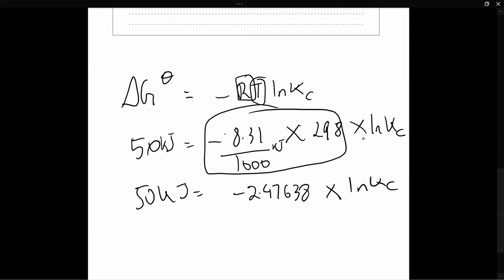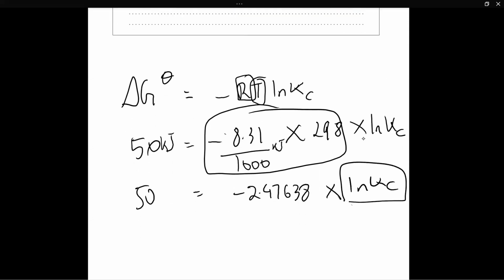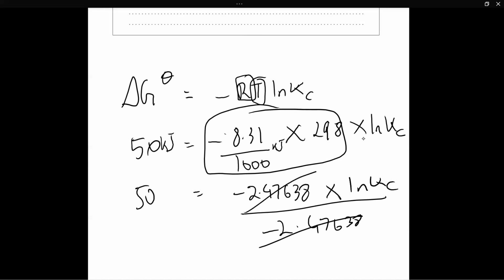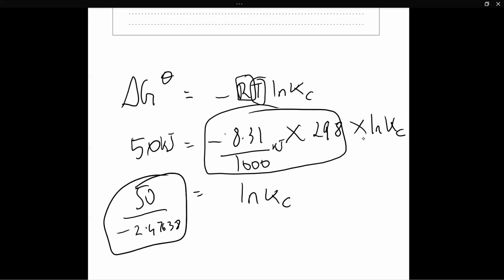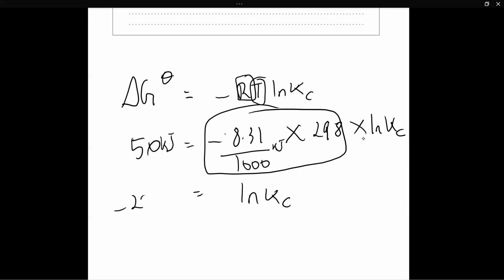Now, it's simple. You just have to isolate this because this is your variable. You need to find out what this is, and in math, we isolate the variable. So we divide both sides by negative 2.47638. So this cancels out, and we do the same over here. This leaves us with ln of Kc. So ln of Kc is equal to this, and if you put this into your calculator, you get the answer as negative 20.19.